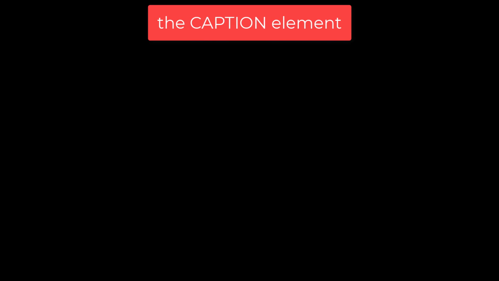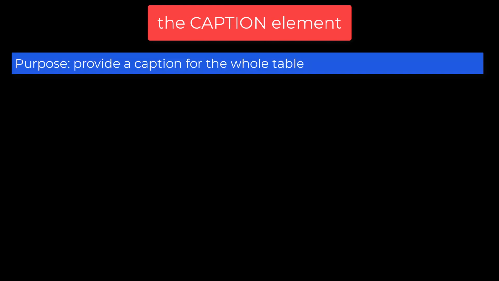The caption element provides a caption for the whole table. A table does not need to have a caption, but if there is a caption, it must be the first element under the table element, and there can be only one caption element in a table.